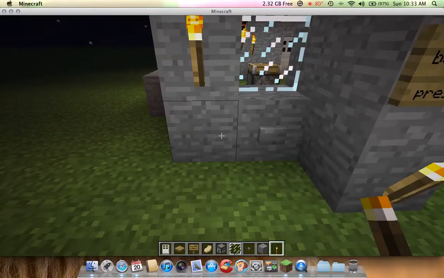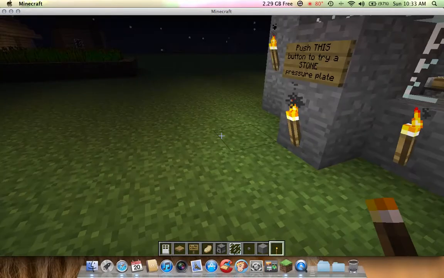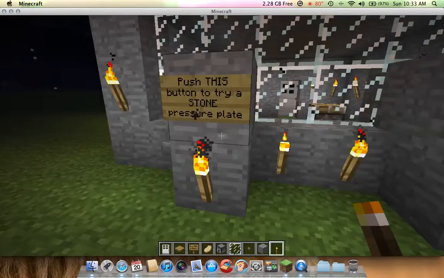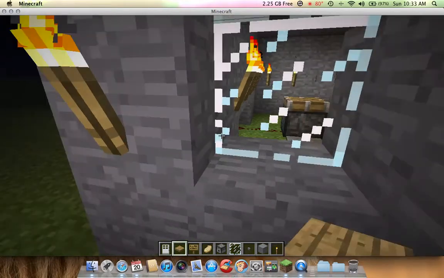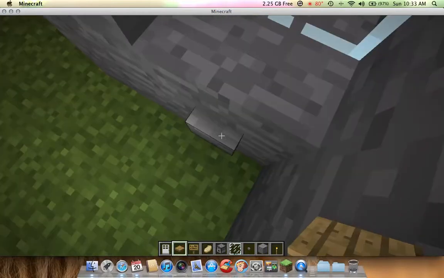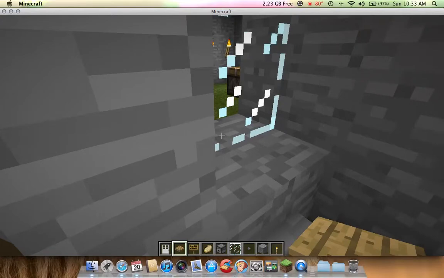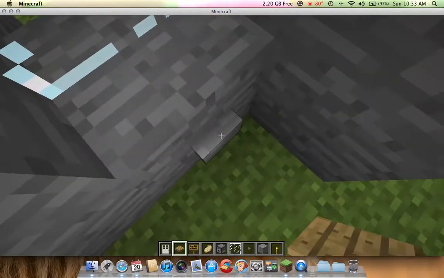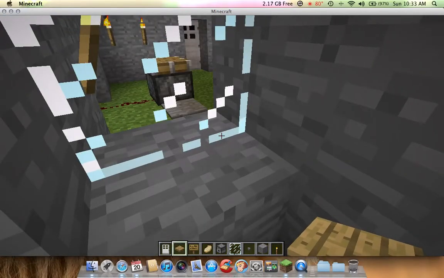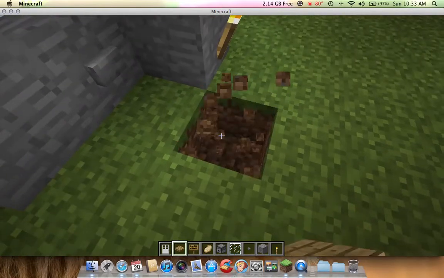So here's how it works. I put a button right next to my machine. Push this button to try a stone pressure plate. So I stand by here. Push this button. Is there anything in there? Oh, I see why. I'll stand right here.